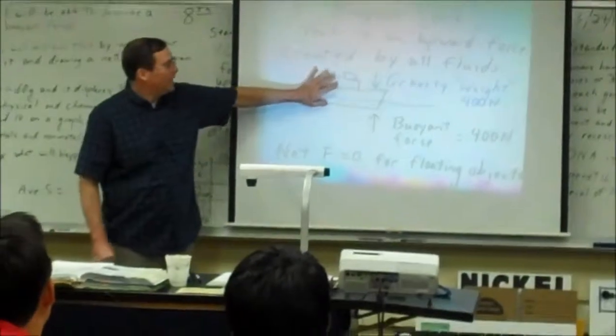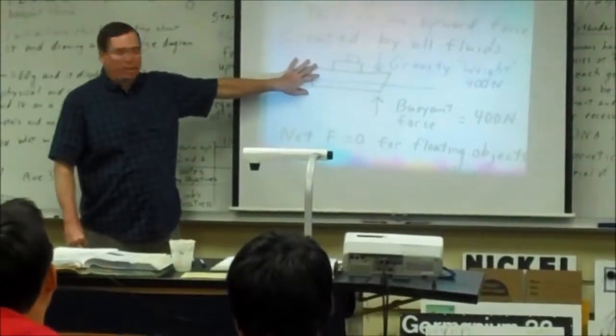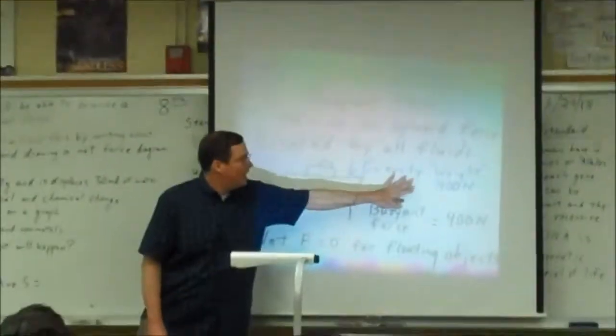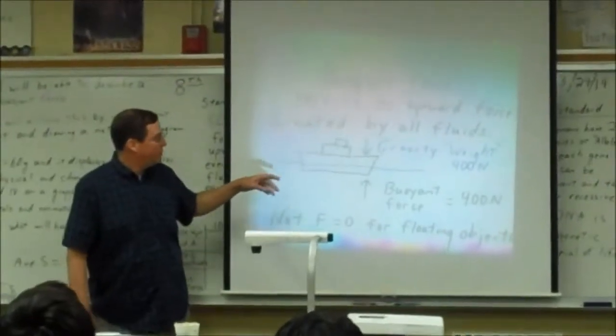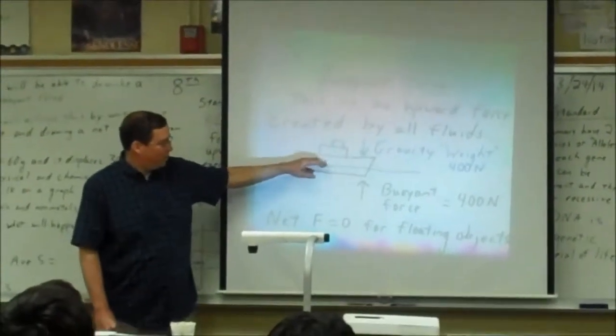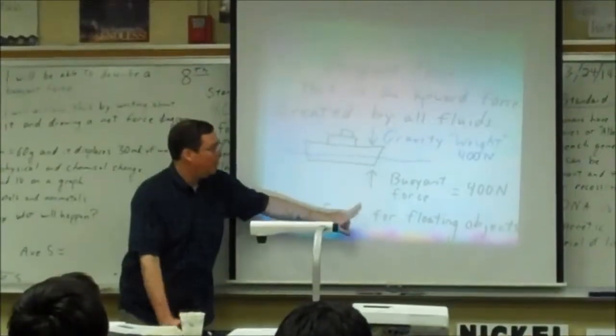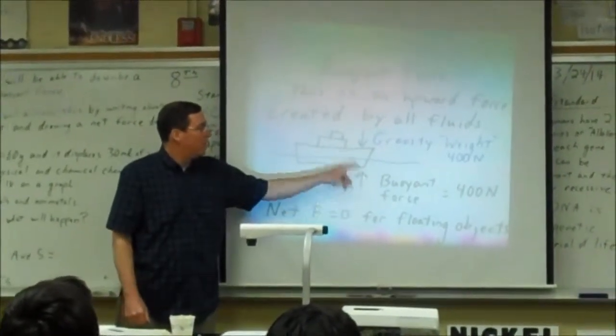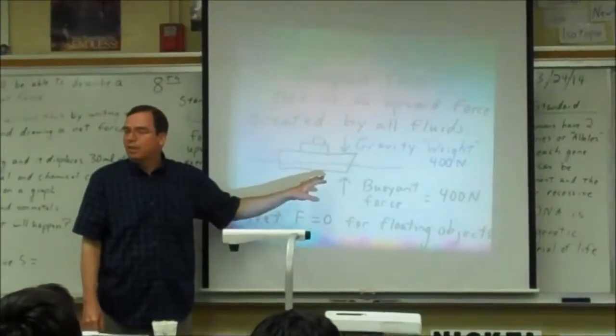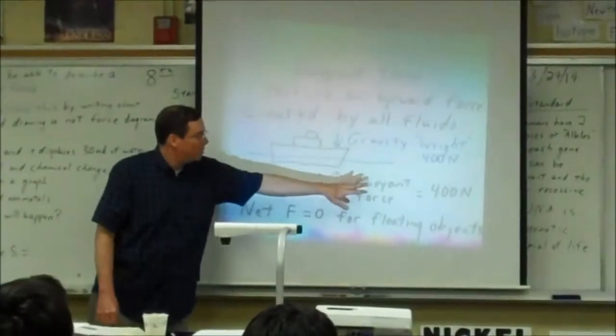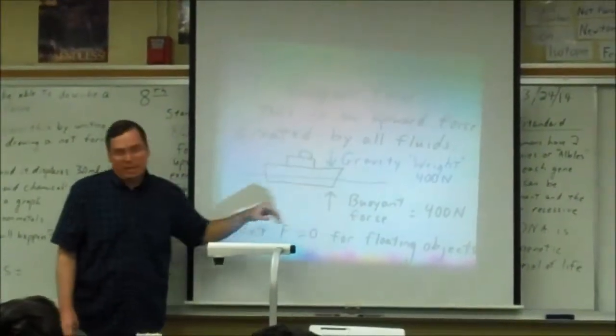For example, let's say we have this toy boat, and the weight of that toy boat is 400 newtons. If you put it into the water and it floats, that means the net force is 0, and the buoyant force had to be 400 newtons upwards. So that's what's making it float. If the buoyant force wasn't 400 newtons, if it was less than that, it would sink.